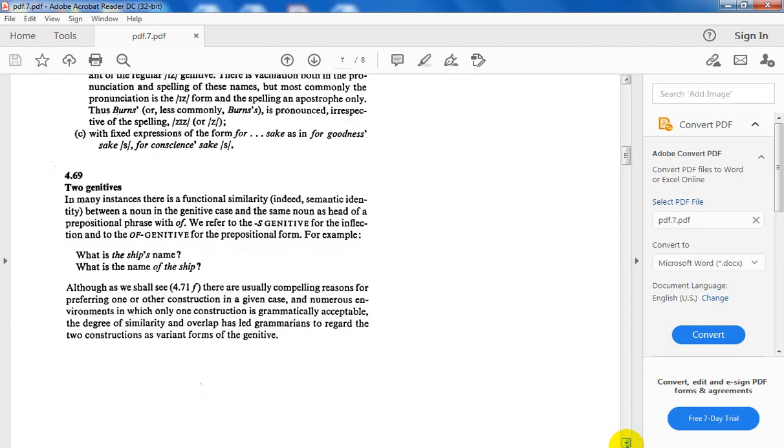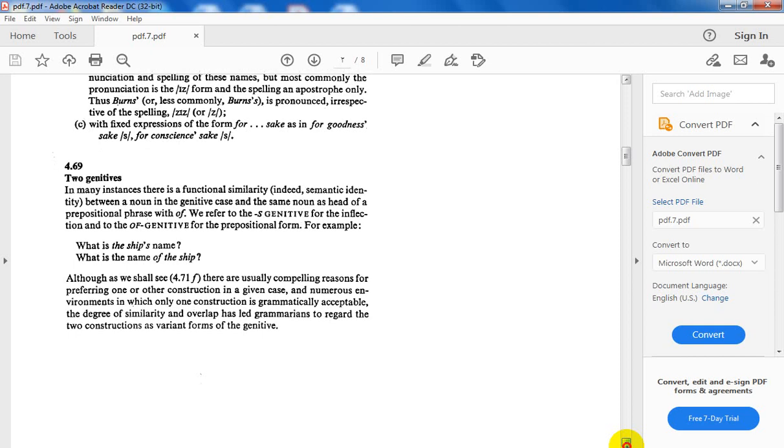So what are the forms? They are either S genitive or of genitive. Let us see. In many instances, there is a functional similarity, indeed semantic identity, between a noun in the genitive case and the same noun as head in a prepositional phrase. Grammatical and, again, functional and semantic identity.